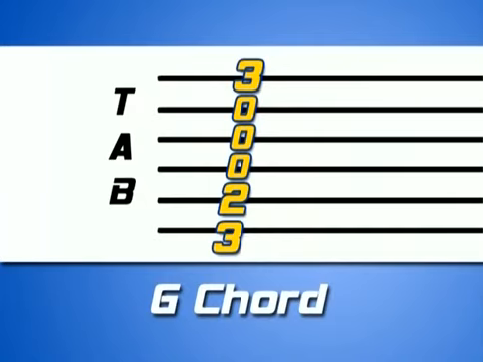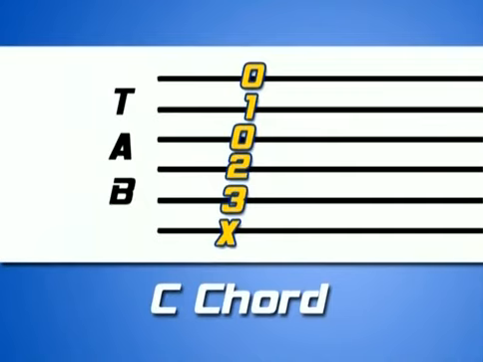Now you can see in this example that we've illustrated how the G chord would appear in tablature, and how there's a 3 on the 6th string, a 2 on the 5th string, and a 3 on the 1st string. Now let's look at the C chord. You see that in this tab example, the C chord is notated with a 3 on the 5th string, a 2 on the 4th string, and a 1 on the 2nd string. And the other notes are 0 because they're played open, except for the 6th string, which has an X on it. And the reason it has an X is because that string is not played at all in the C chord.